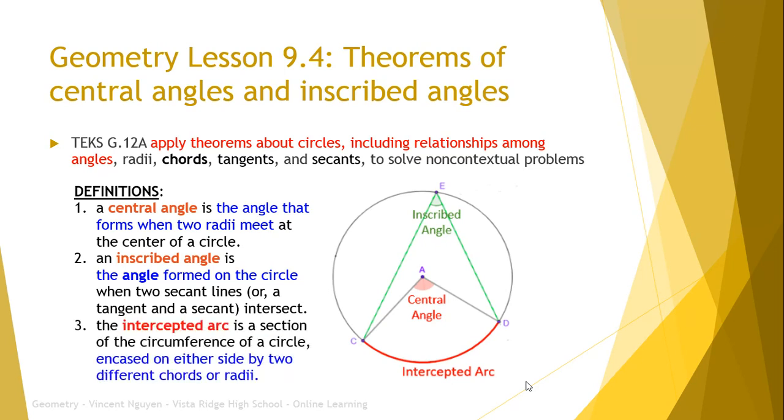And then we have what we call the intercepted arc. We need to know this arc because it is intercepted by either the central angle or the inscribed angle, right? Any of these angles has an intercepted arc. It is the arc directly opposite of the angle, on the opposite side of the angle, so it's included within that angle. That's called the intercepted arc.